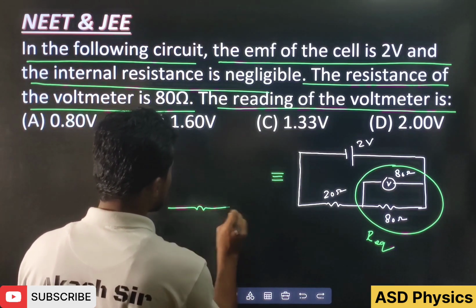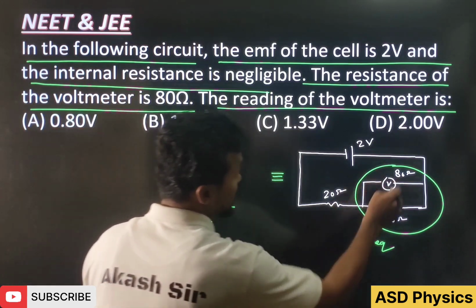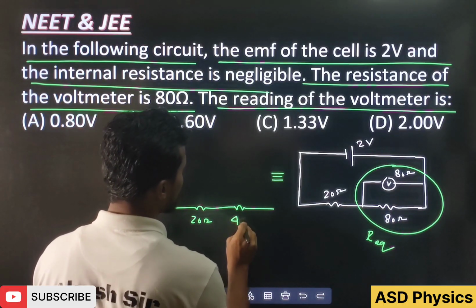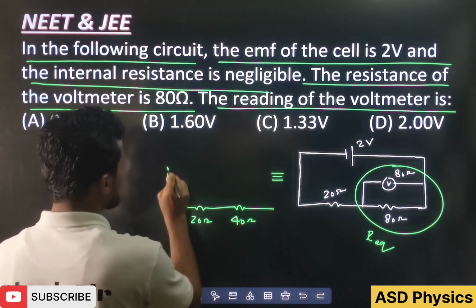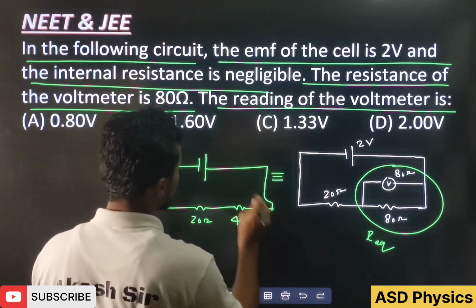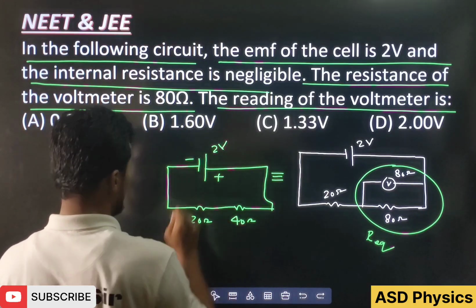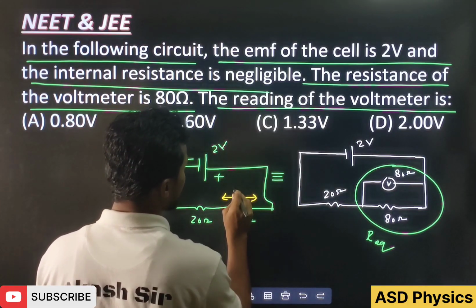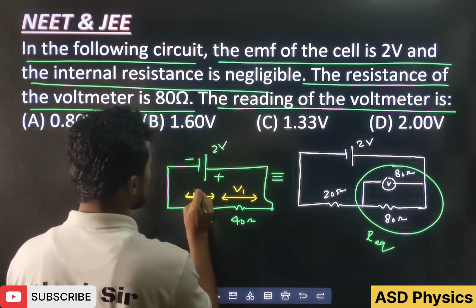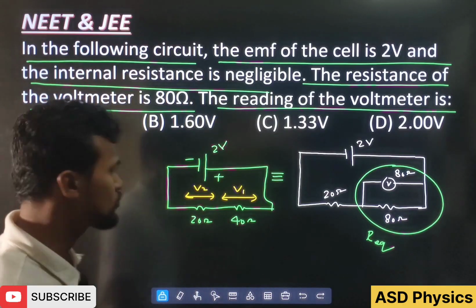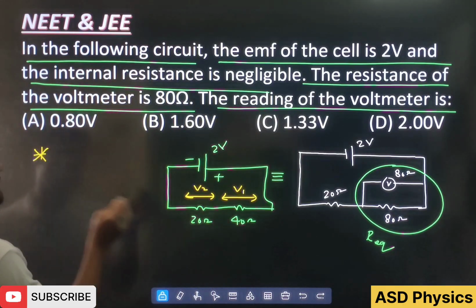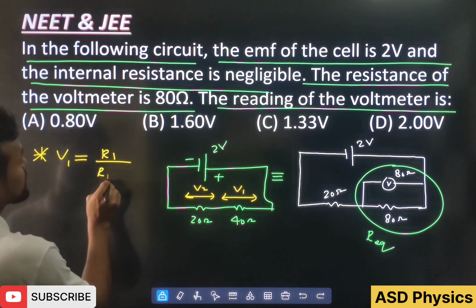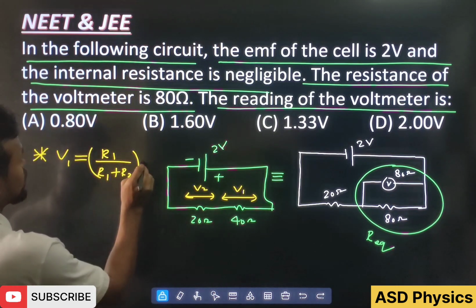You see here the 20 ohm, and 80 ohm in parallel with 80 ohm, that is 80 by 2, which means 40 ohm. The cell is here, plus and minus. Let's take the voltmeter here. I have taken V1 and V2. We are just going to use the voltage divider theorem. The voltmeter reading is V1, which is given by R1 by R1 plus R2 into V.